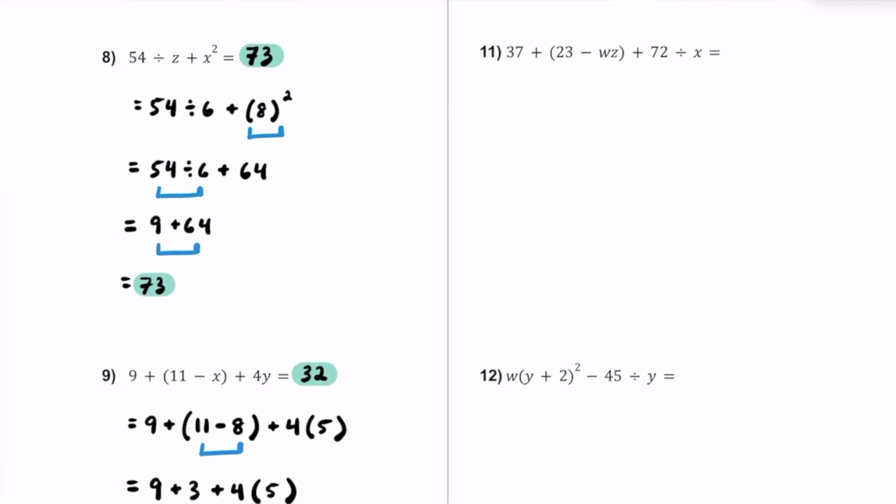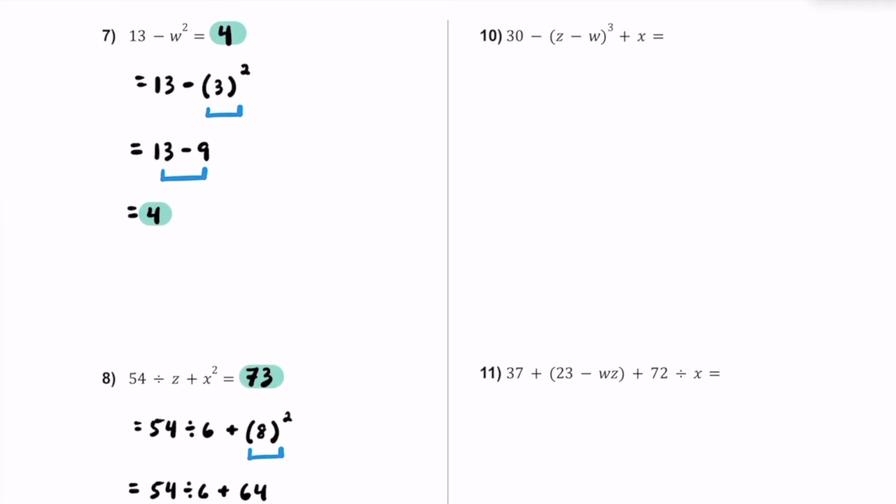All right, let's check out number 10. For number 10, we have 30 minus the quantity of z minus w cubed plus x. So let's start by substituting. Let's start with having this 30 minus, and let's see, open the parentheses, we have z, which is equal to 6. Then we have minus w. W is going to be 3, so we have 6 minus 3. This whole thing is going to be raised to the third power, and then plus x afterwards, and we know x is going to be equal to 8.